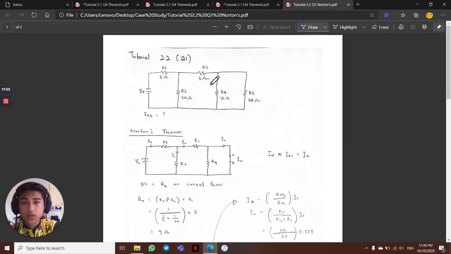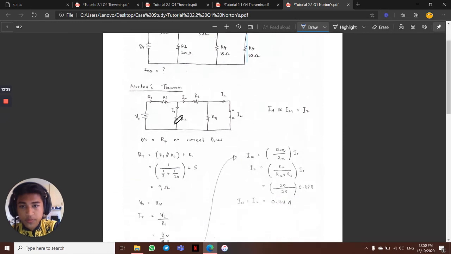Okay, for Norton's theorem, we have to determine the current that flows at R5, which is resistor 5. And as you can see, the question gives the voltage source 8 volt. The first resistor R1 is 5 ohm, R2 is 20 ohm, R3 is 5 ohm, R4 is 15 ohm, and R5 is 10 ohm. So we have to find the current for R5 using Norton's theorem.